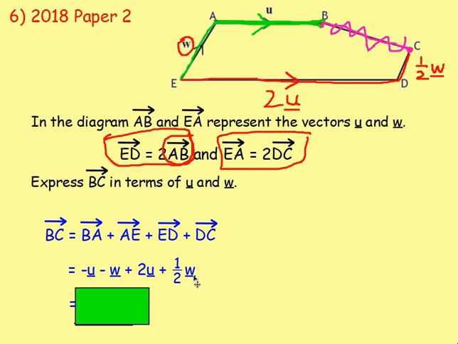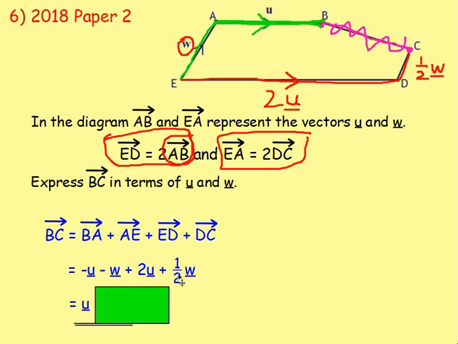So look at the U's, look at the W's. How many do you have? So with the U, we've got our 2U, and then we're taking away 1U. Or you could say I've got negative 1U, add 2U. Either way, 2 take away 1 is just going to be 1. So we'd have 1U.